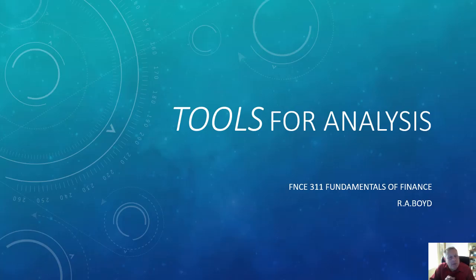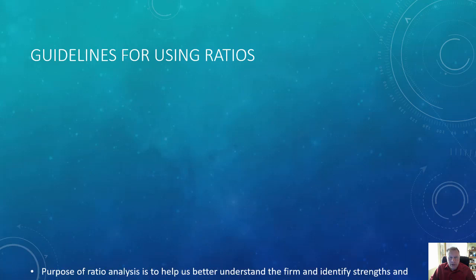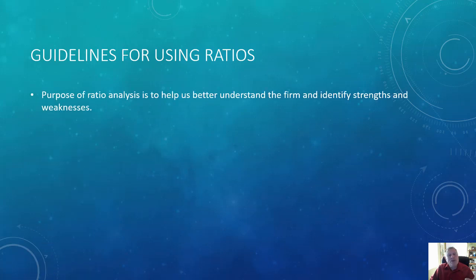Moving on to the next part of tools for analysis, we are going to focus on ratios. Ratios have a very important role in finance. The purpose of ratios is really to help us gain a better understanding of the firm and identifying its strengths and its weaknesses. We want to look at it so that we can incorporate this into the management decision, either internally or from an external perspective, from a lender or an investor. So it's used to identify, to help us look deeper.